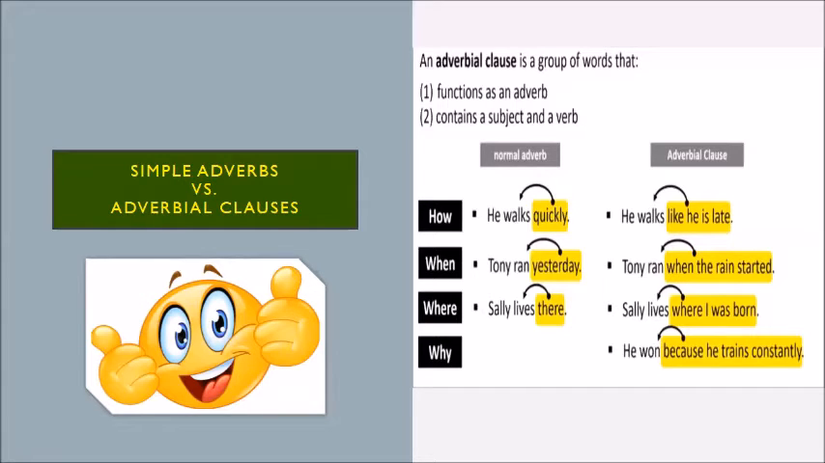As you can see in this second round of examples, we have he in the first example as the subject, and is, that is the verb. In the second, the rain is the subject and started the verb. In the third one, I is the subject and the verb is was born. Finally, we have he, a subject, and trains, the verb.